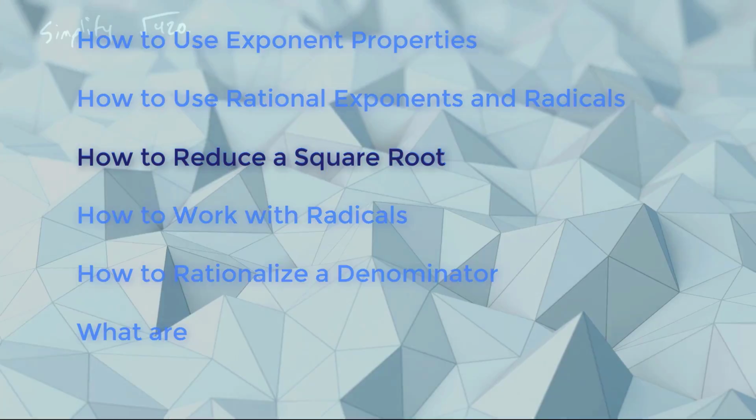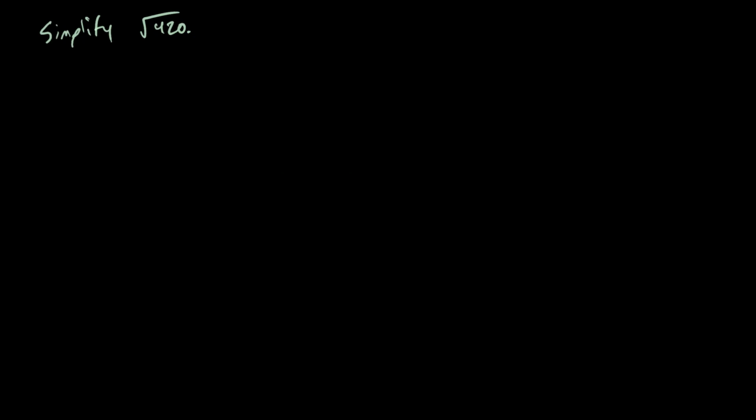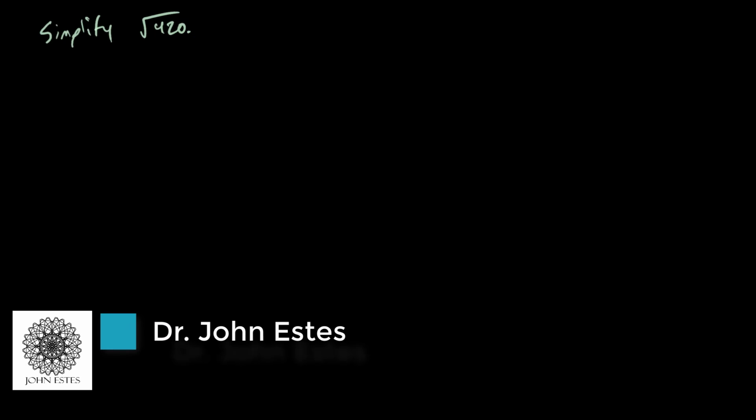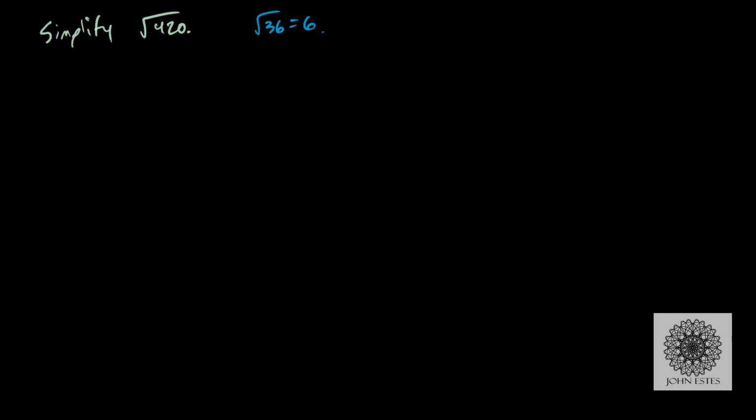A common question I get is, how do you simplify something like this, the square root of 420? My students often know that the square root of 36, for example, is 6, but if it's not a perfect square or a perfect cube, how do you reduce these things? So I'm going to show you how to do this, and you can do this using something called factorization.